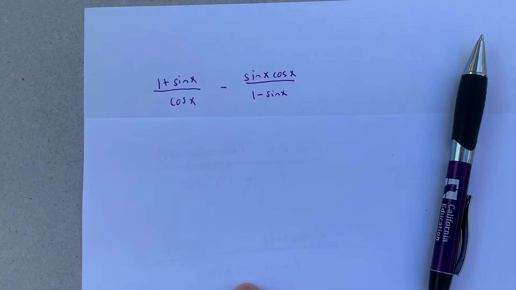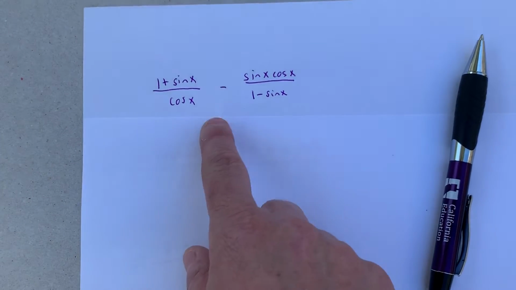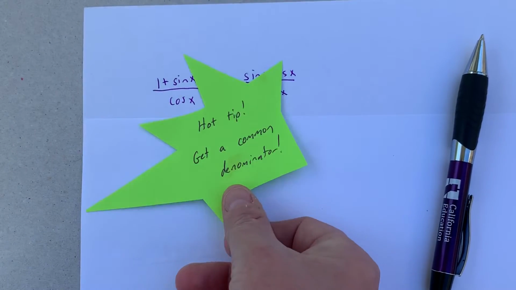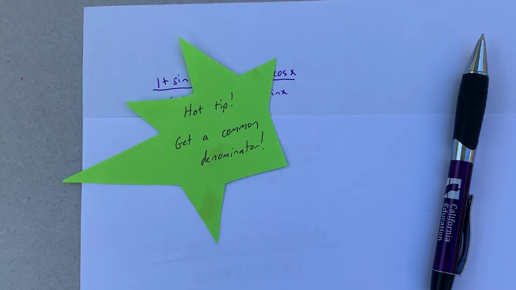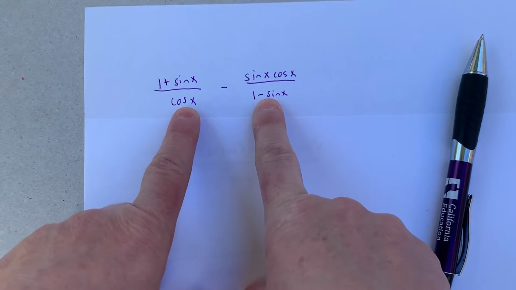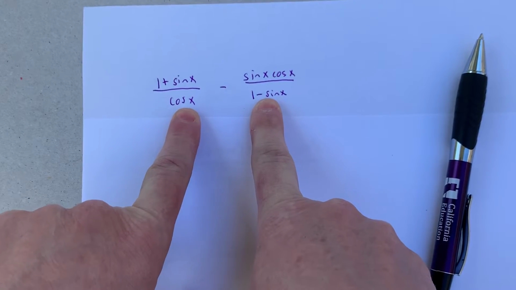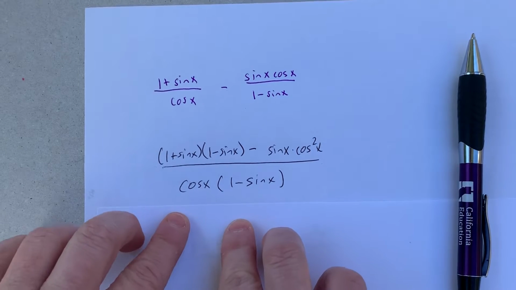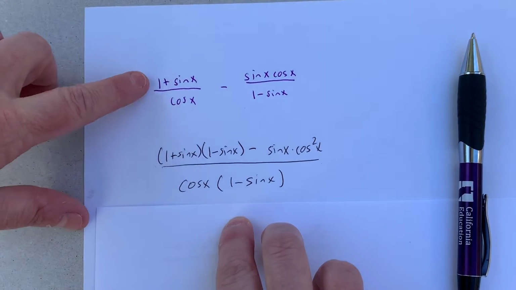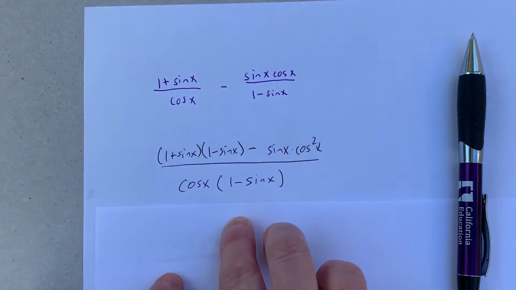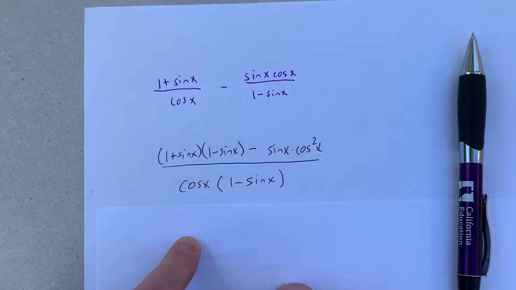So one thing that I notice is that I've got fractions. And so this is my first hot tip for you. Anytime you've got fractions, I'm going to say, hey, let's get a common denominator. Okay, so I'm going to look at this, and my common denominator is going to be cosine x times 1 minus sine x, which means I need to multiply this term here by 1 minus sine x and this term here by cosine x. And so now I've got this bad boy here.